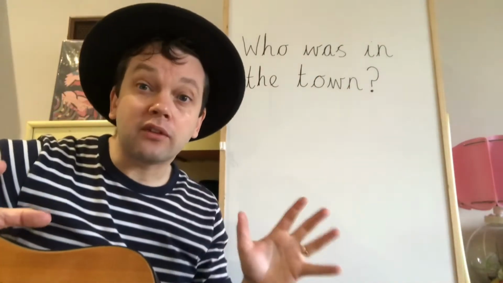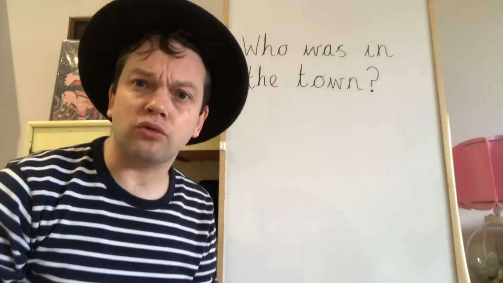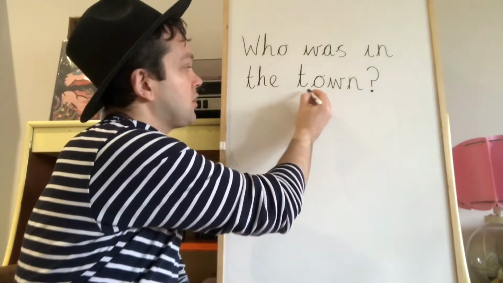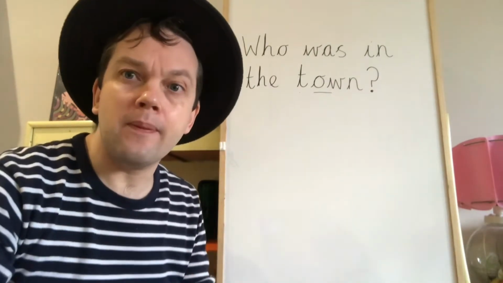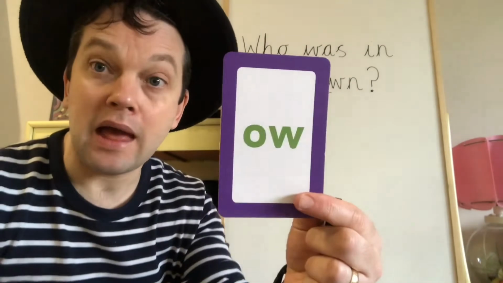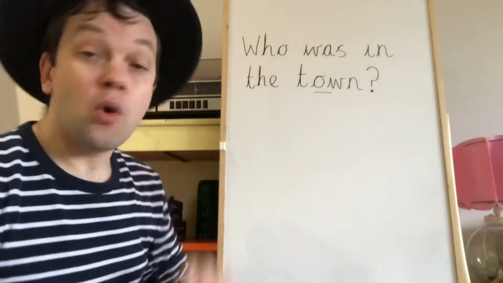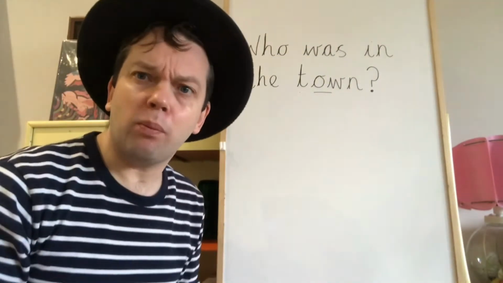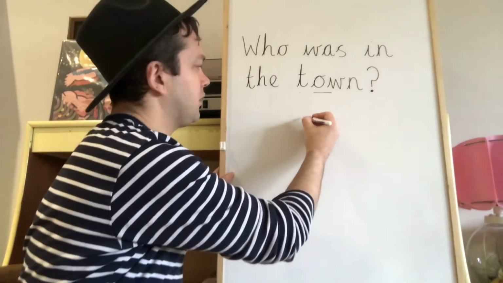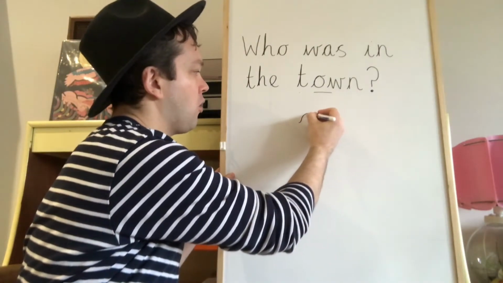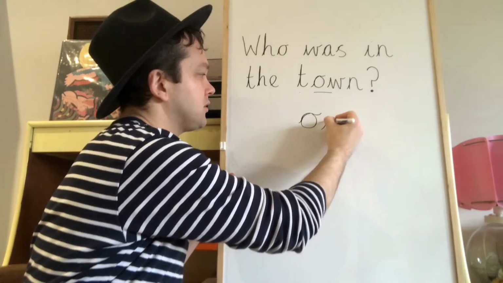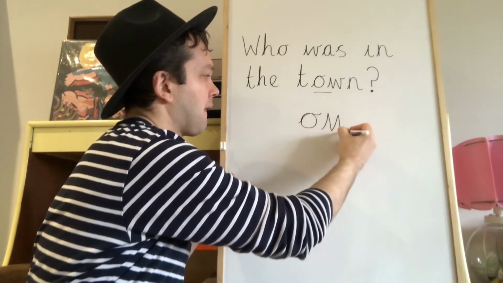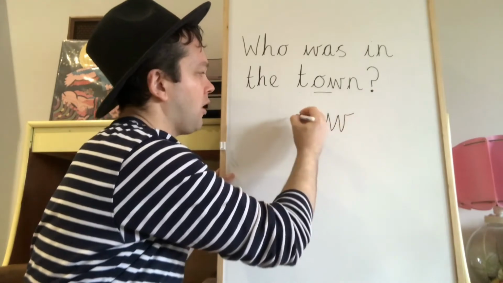So who was in the town? Let me give you a little clue. Everybody who's going to town today, t-ow-n, they've got the letters O and W in their name, ow. So with your pen or pencil on your paper, could you just write down the letters O and W? The letters O and W.